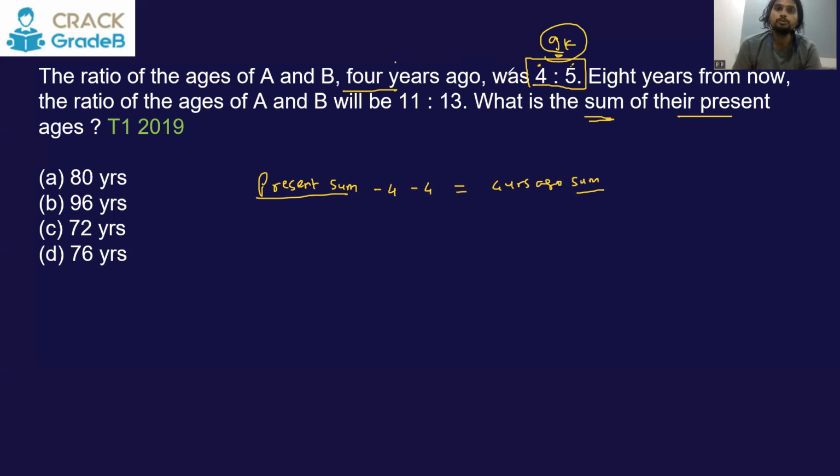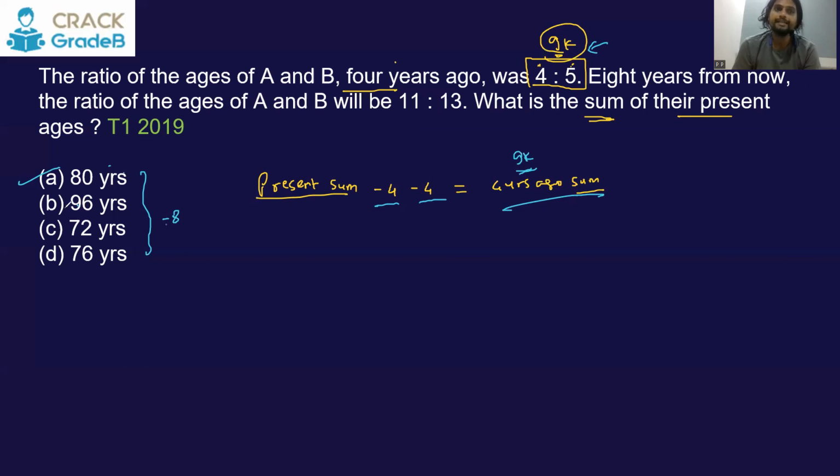So for all the options, if you subtract 4 and 4, that is 8, from it, whichever option gives you a multiple of 9, because the 4 years ago sum should be a multiple of 9, has to be the answer. So 80 minus 8 is 72. That is a multiple of 9. So it can be the answer.